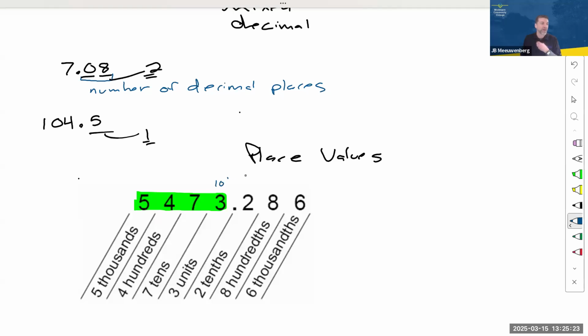This is, I'm sorry, that is actually 10 to the 0. This is 10 to the first. This is 10 to the second. This is 10 to the third, right? 1,000, 100, 10, and then the units position.